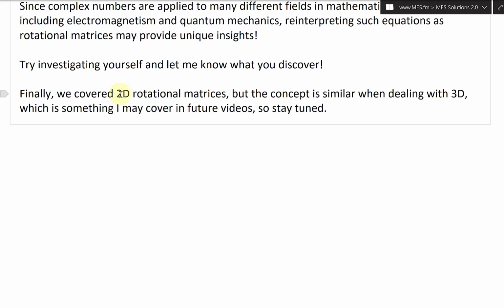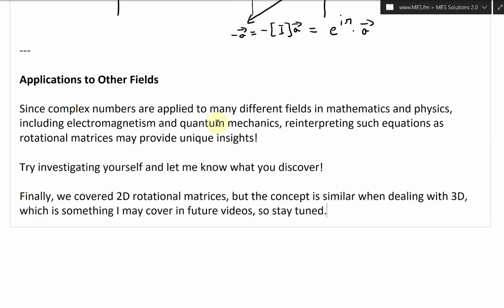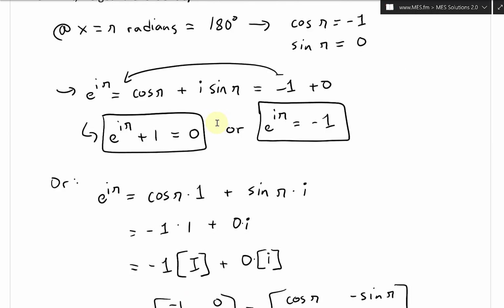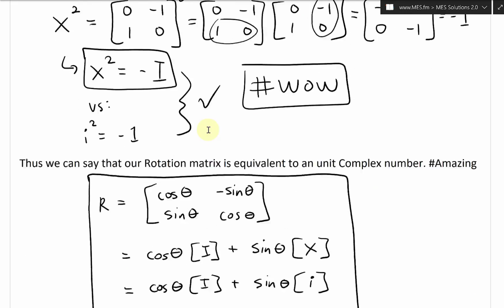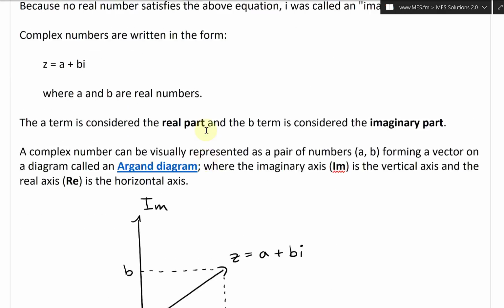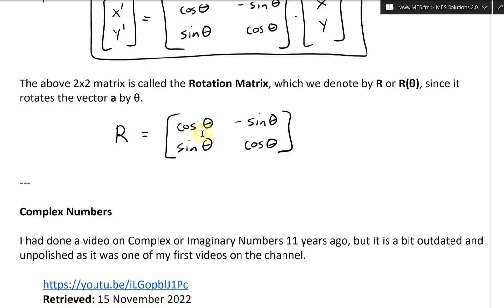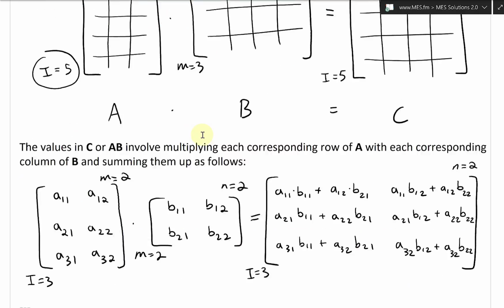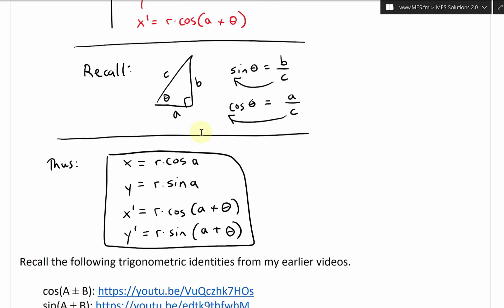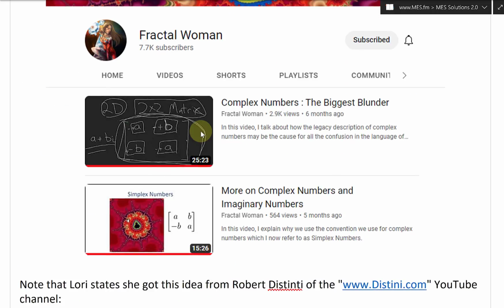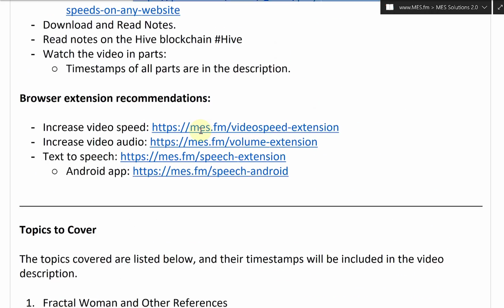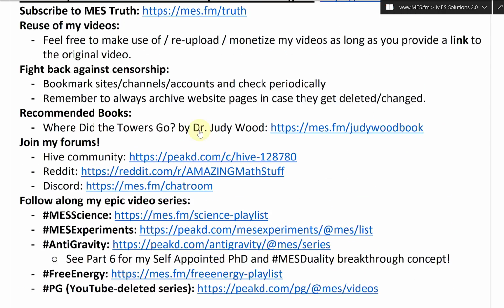Finally, we covered 2D rotation matrices, but the concept is similar when dealing with 3D, which I may cover in future videos, so stay tuned. Anyways, that is all for today. Hopefully you enjoyed this pretty epic video. It's longer than I expected, but pretty in-depth, also covering matrices and so on. It's very interesting how you can view complex numbers as rotation matrices.